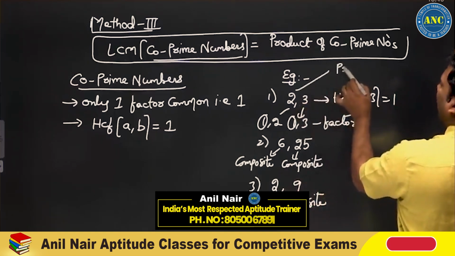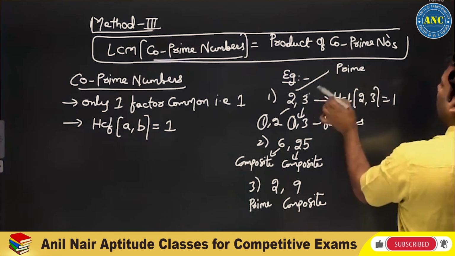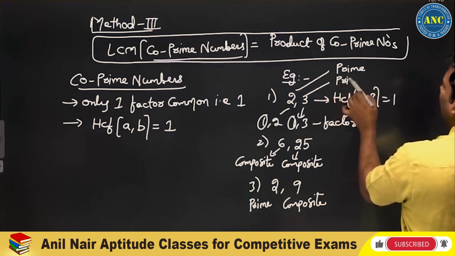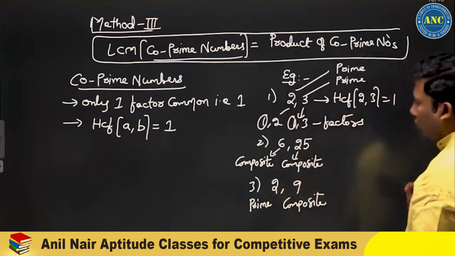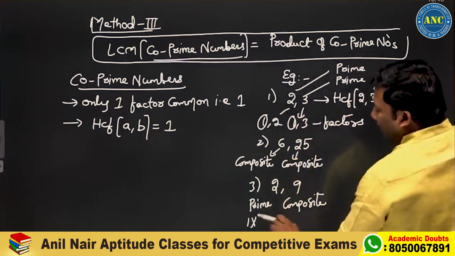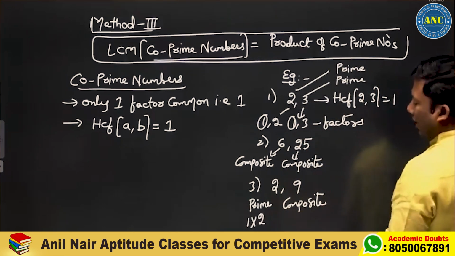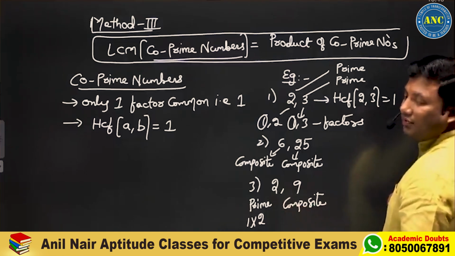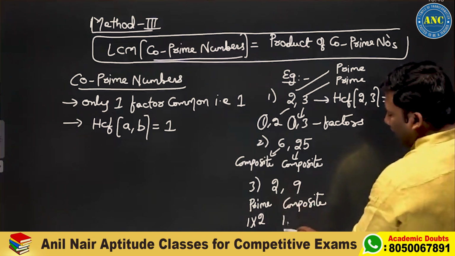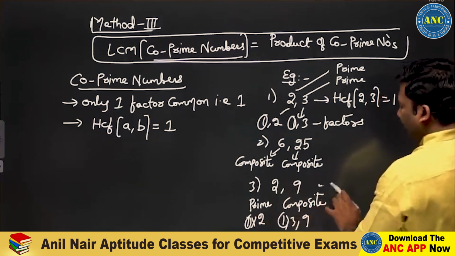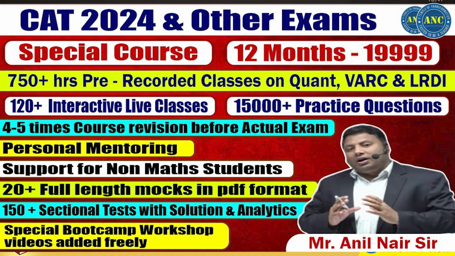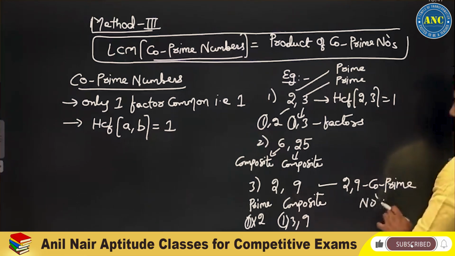2 is a prime number, 3 is also a prime number. Listen carefully: 2 and 9. The factors of 2 are 1 and 2, since a prime number has only 2 factors. For 9, the factors are 1, 3 and 9. What is the factor common? 1. So 2 and 9 are co-prime numbers.